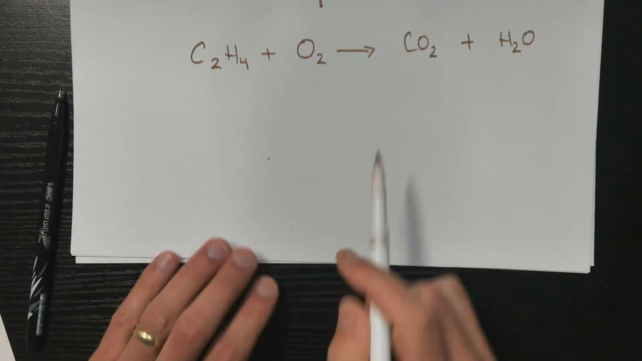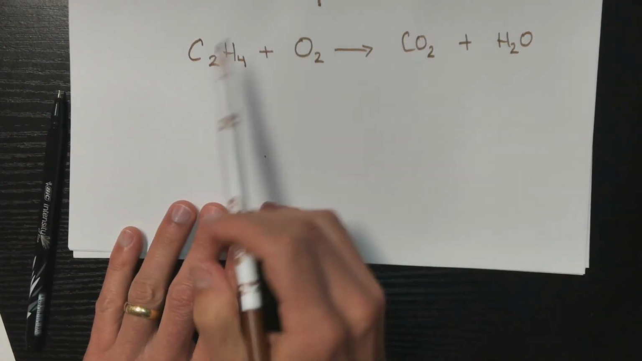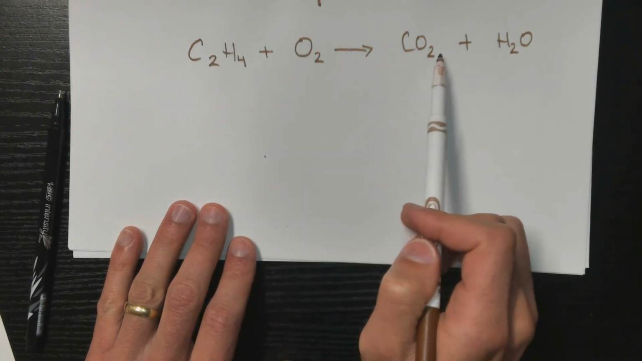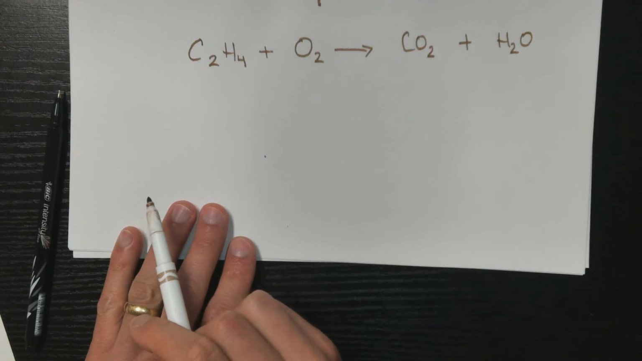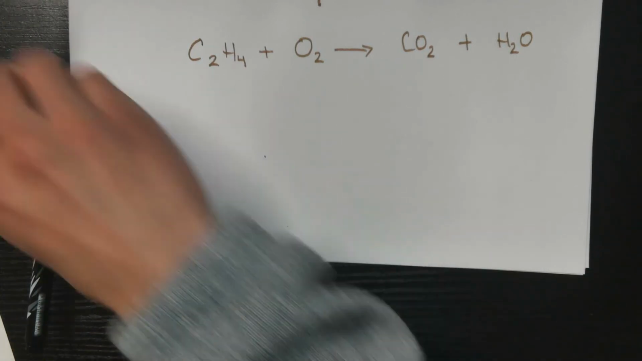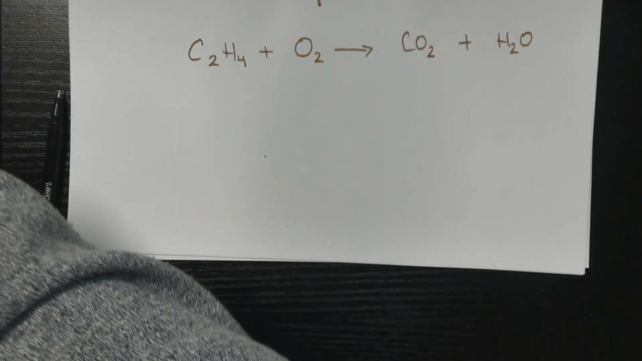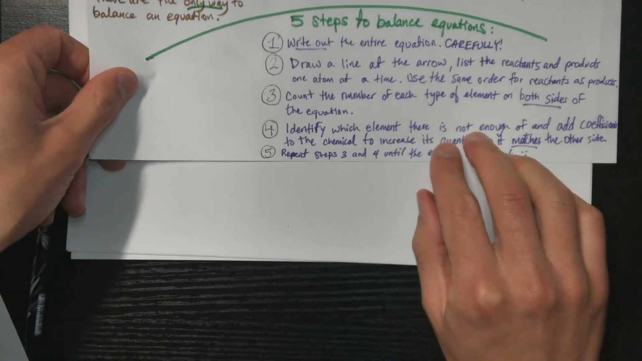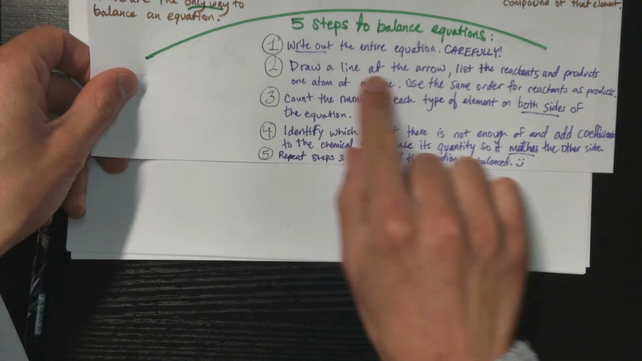Okay, now this is a combustion reaction where we have a fuel, a carbon-based fuel, reacting with oxygen, making carbon dioxide and water. Let's do our steps again. The first step was to draw the line. Refer to your steps here. We wrote it out and then draw the line.